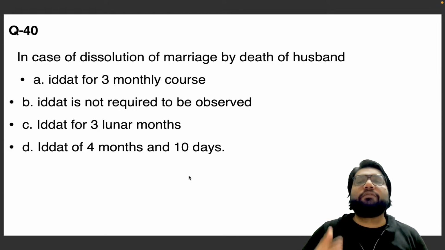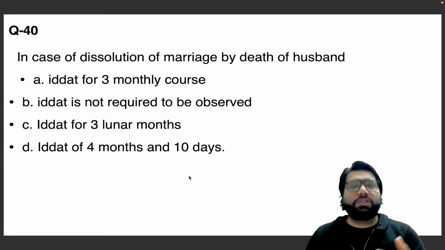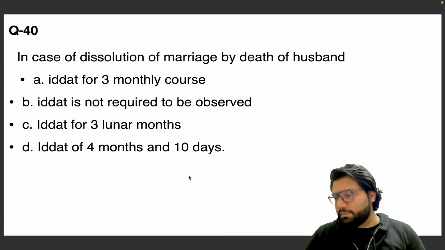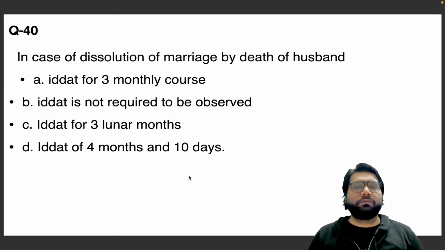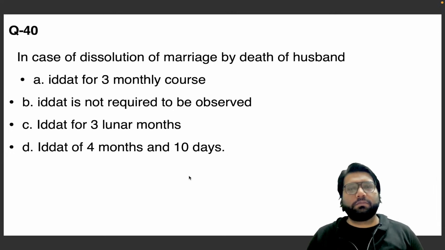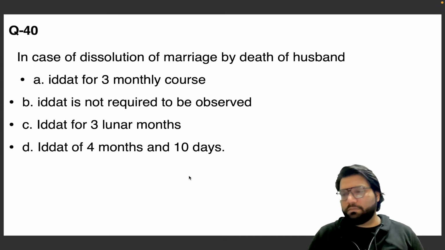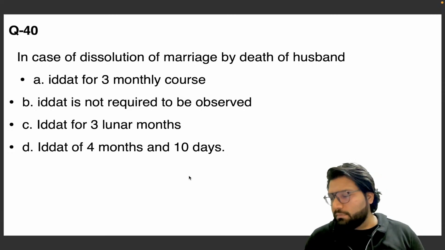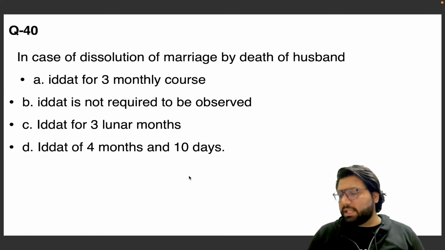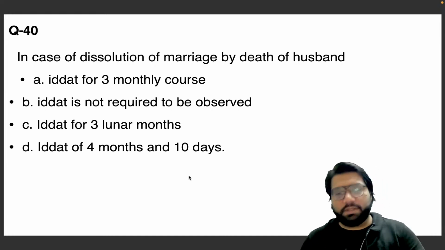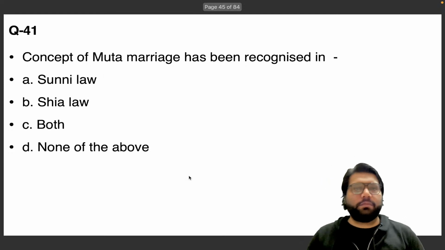In case of dissolution of marriage by death of husband, what is going to be the iddat period? Starting from Kanika, Ayush, Natasha, Vandana, everyone's answer is correct. That is D, which is 4 months and 10 days in case of death of the husband.